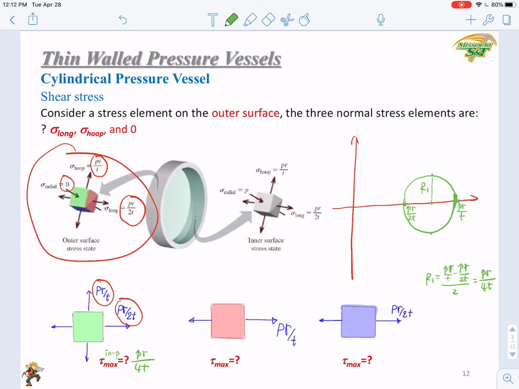How about the second case? Second case, you have PR over t along one direction, 0 on the other direction, right? So the first point is here, the second point is the origin. Okay, the center will be here. Connect them and you can draw the second Mohr circle. So obviously R2 is just here, the PR over 2t. So that is the in-plane maximum shear stress in case 2. This is PR over 2t.